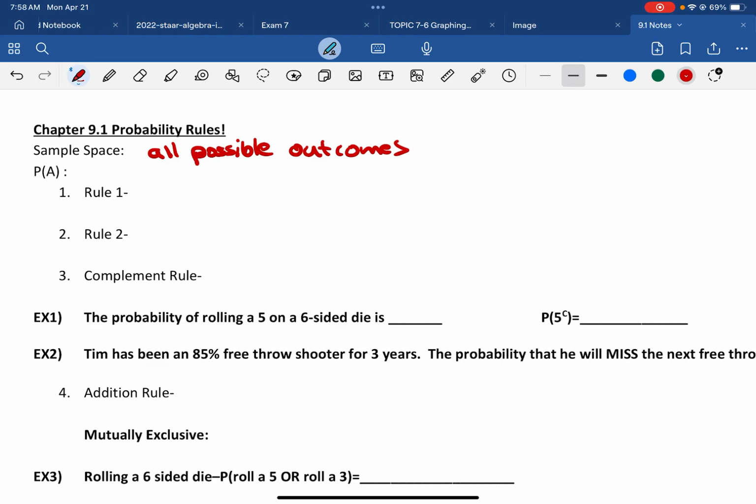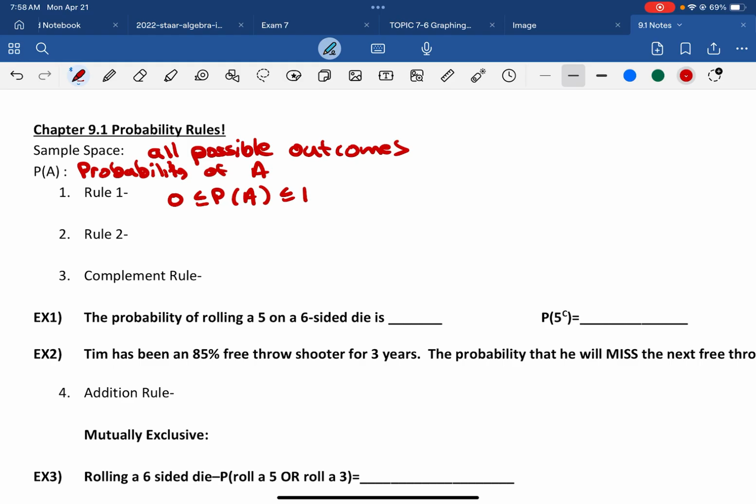Okay, so you're going to see some notation. P of A means probability of A, or event A. So first rule, the probability of event A must be between 0 and 1, including 0 and 1. Okay, 0 meaning it's impossible, and 1 meaning it's certain to happen.